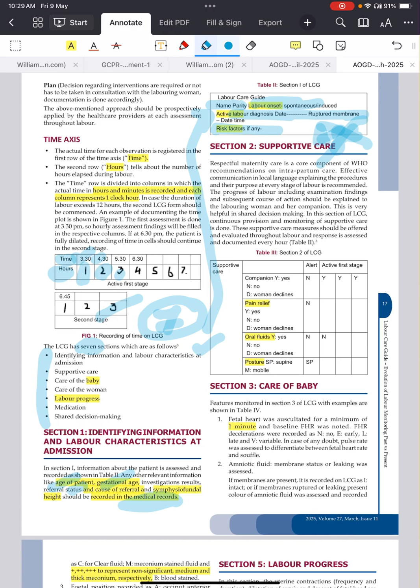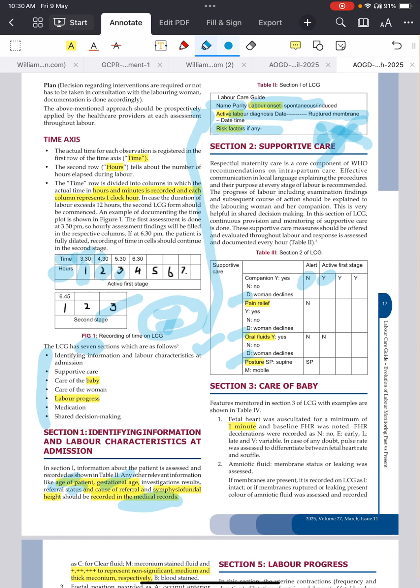Supportive care should be given. Supportive care means not only companion. You should give pain relief, you should give oral fluids, and posture also should be taken. If she is agreeing, it is Y. If she is denying, it is known as N.